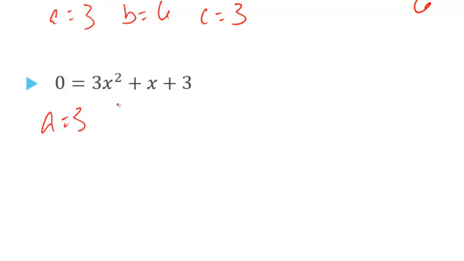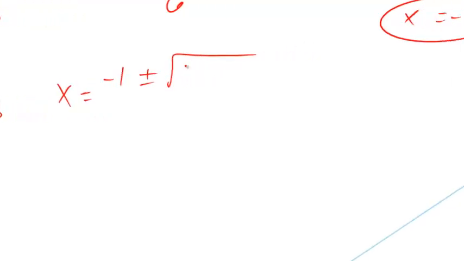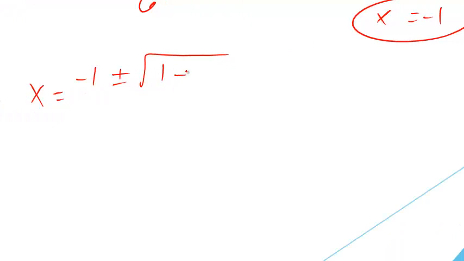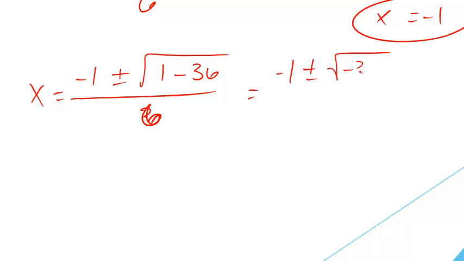Last example. A is 3, b is 1, c is 3. So we're going to have x equals negative b, which is negative 1, plus or minus the square root of b squared, which is 1, minus 4ac, which is 36, all over 2 times a, which is 6. So that's going to be negative 1 plus or minus the square root of negative 35 all over 6. Okay, and then let's try to factor this out, okay?